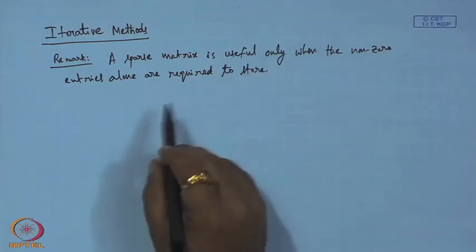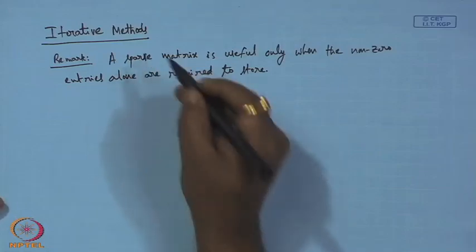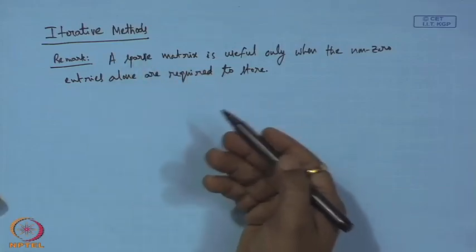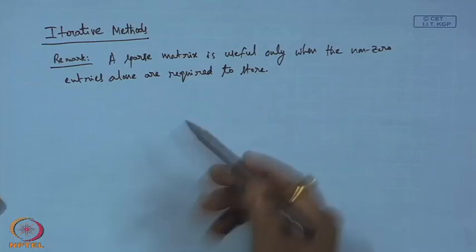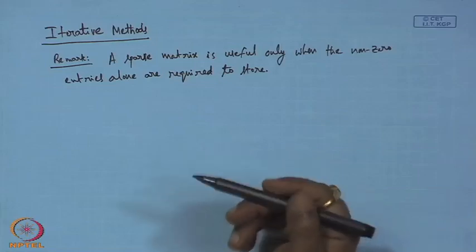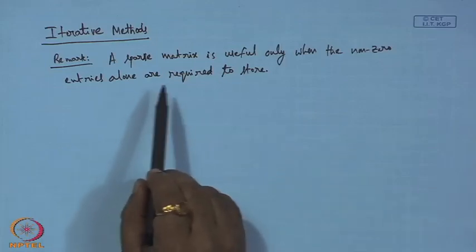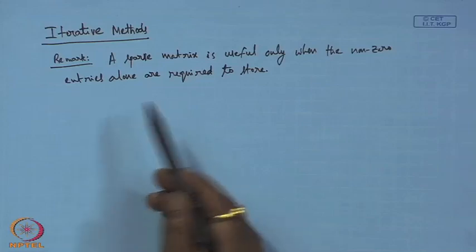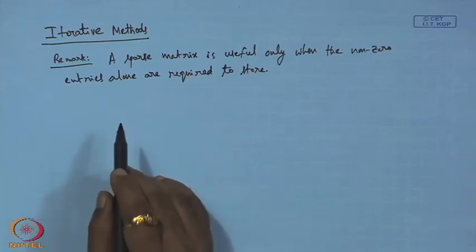I am not putting it like a book definition. When I say so many 0 entries, if you are still saving those 0 entries and then trying to meddle with them, then it is no longer useful, right. So, what I am trying to say is a sparse matrix is useful when only the non-zero entries are handled. Okay. So, that is the idea.